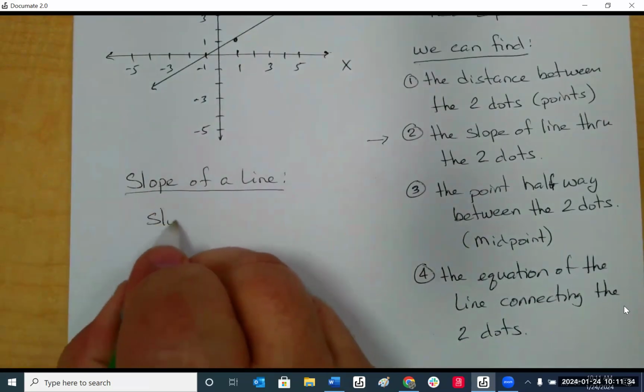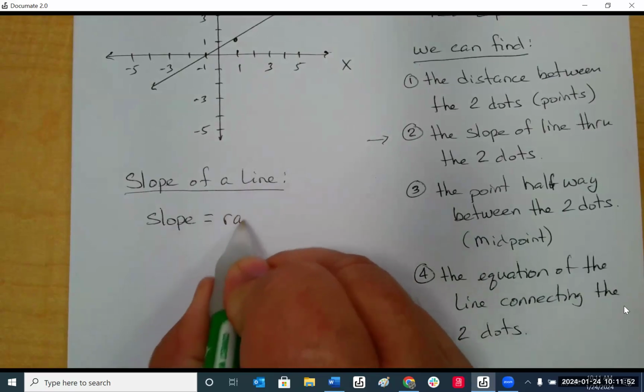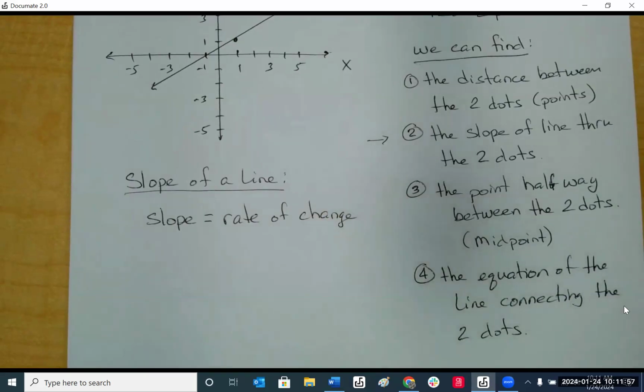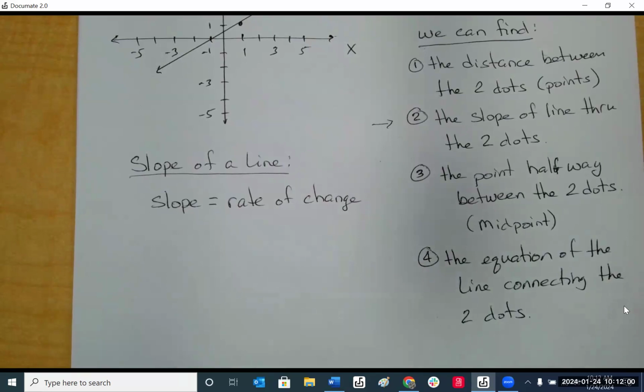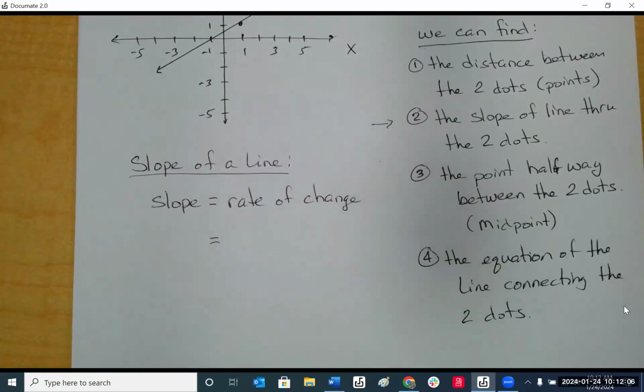When we say slope, what does that mean? The rate of change. Very good. Yes, that's exactly what it means. But that's more applications. When we talk about a slope, how would you define that in words?